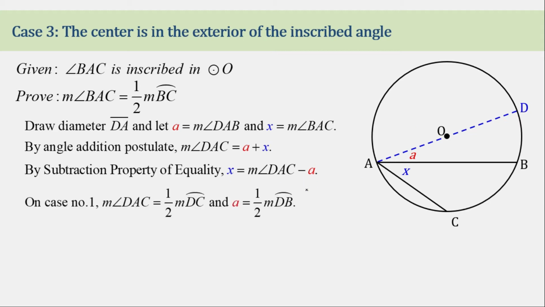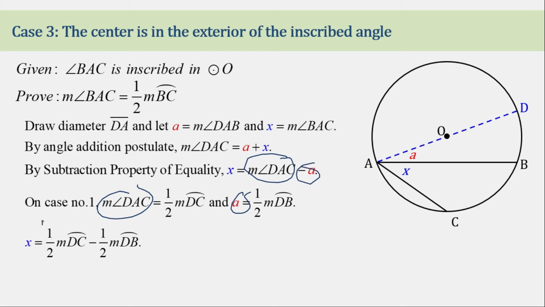Now on case number 1, we know that because one side of the angle is a diameter, DAC is equivalent to 1/2 of DC. Same as with A, DAB is equivalent to 1/2 of DB. So that is case number 1 in action. Now, let's substitute the value of DAC to this equation and the value of A to this equation. Then we are given this new equation.